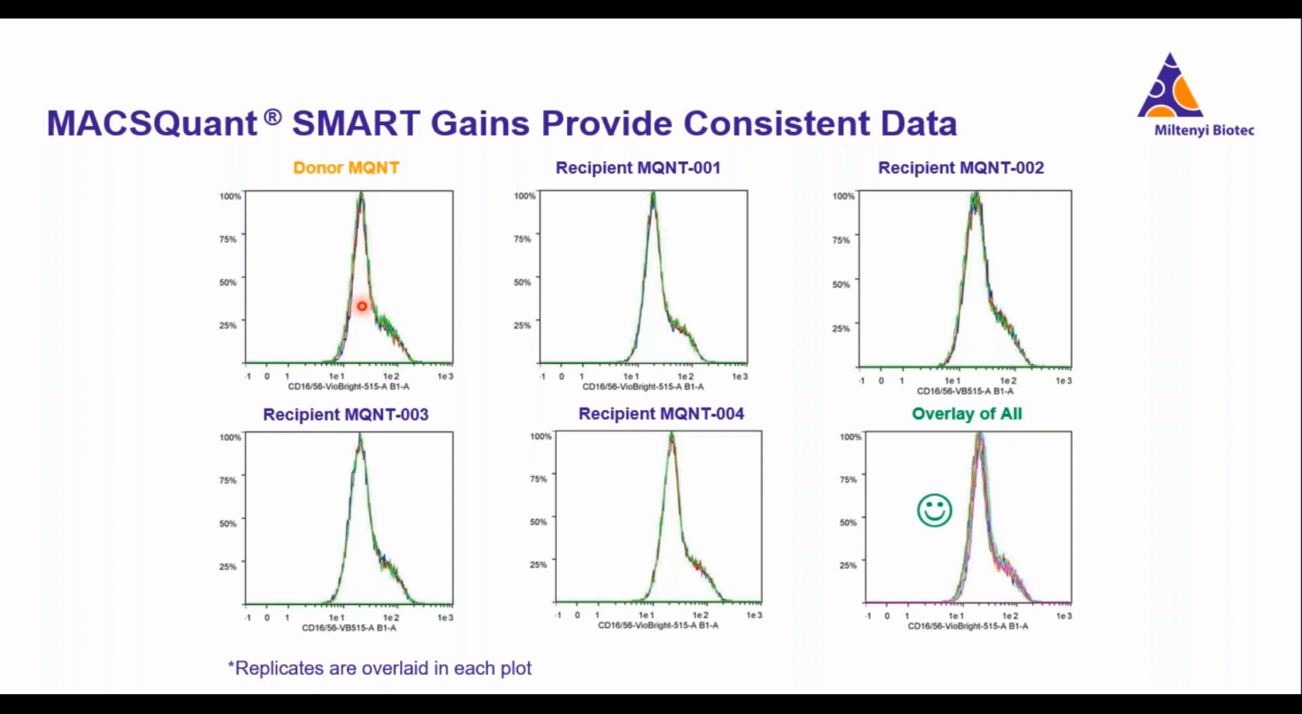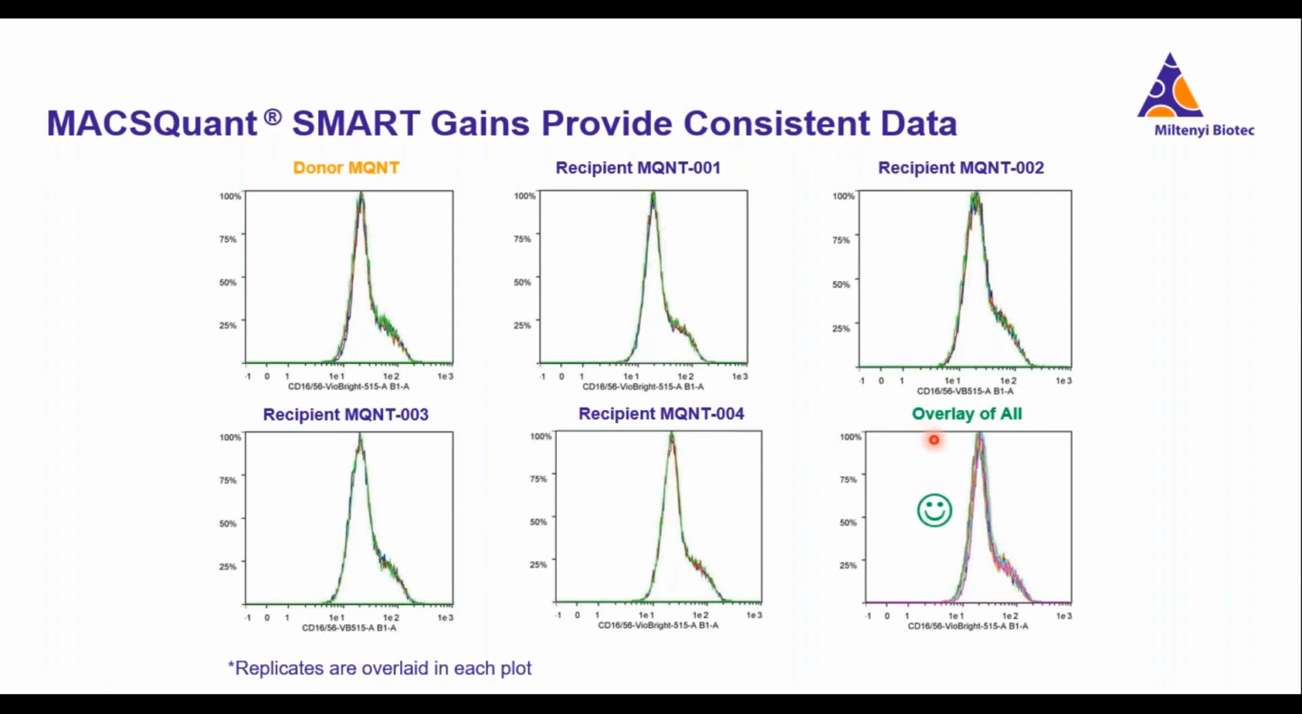And what we've done is run multiple replicates on this one instrument that we've set up to have the perfect instrument settings. And when we look at the overlay of those replicates, they're nice and tight. And then if we move to recipient instrument number 1, running the settings from the donor instrument, the replicates are nice and tight. The same for instrument 2, 3, 4.